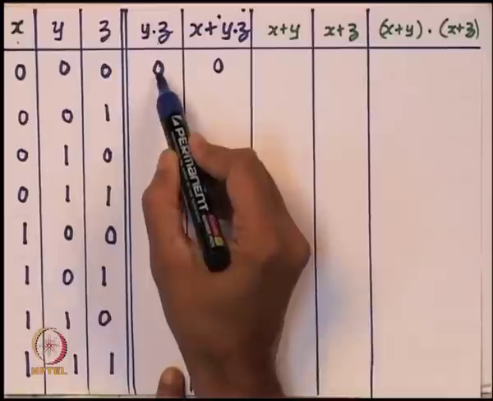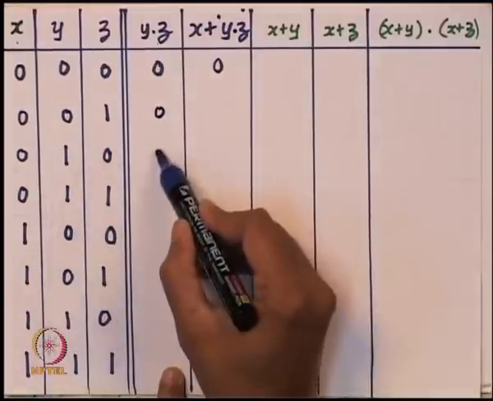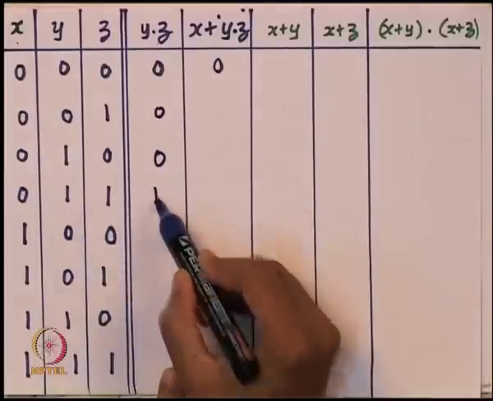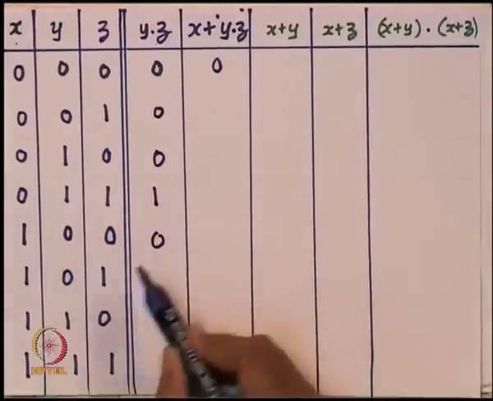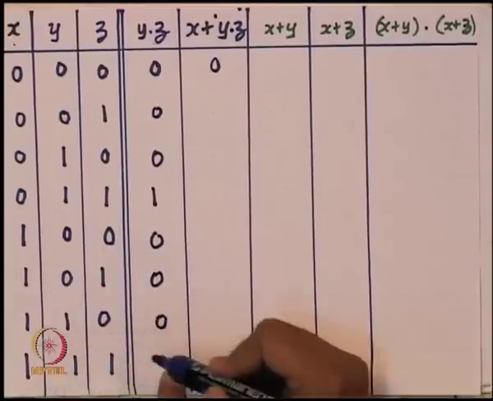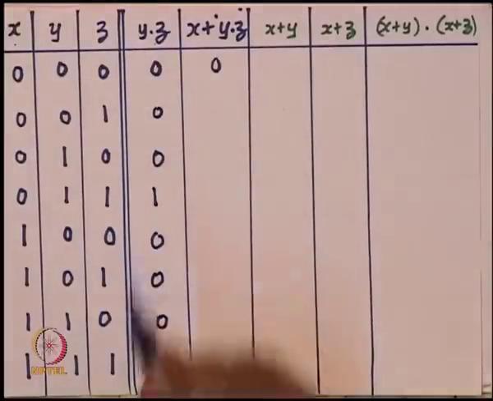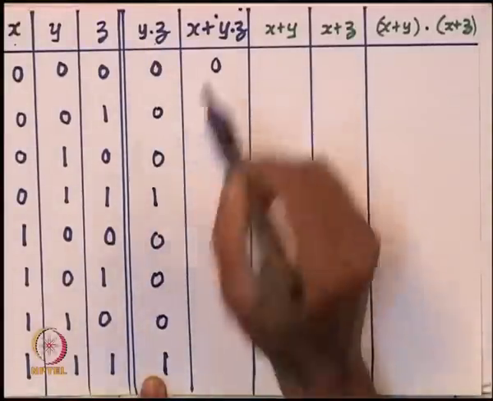So 0 and 0 is 0, 0 and 1 is also 0, 1 and 0 is 0, 1 and 1 is 1, 0 and 0 is 0, 0 and 1 is 0, 1 and 0 is 0, 1 and 1 is 1. So we have filled up these columns, but that is not the complete LHS. We will see the LHS.